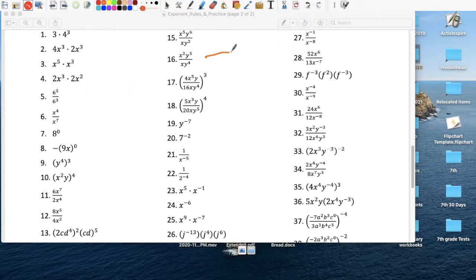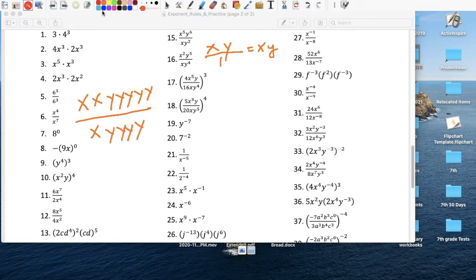Over here, if you look at the x's, I have 2 x's on top and 1 x at the bottom, so I'm going to have 1 left over on the top. For the y's, again, 5 y's on the top and 4 y's at the bottom. You can put it over 1, or better yet, just xy. So again, the long way: 5 y's, 4 y's. This simplifies to 1. This and this simplify. Notice I have just 1 x and 1 y.